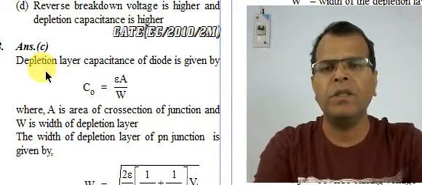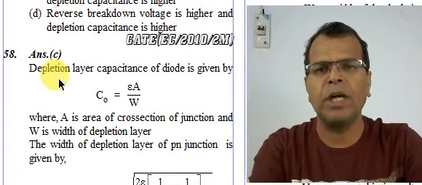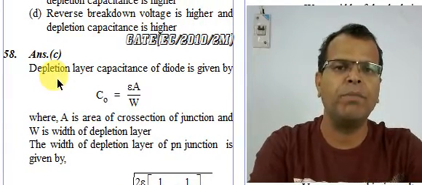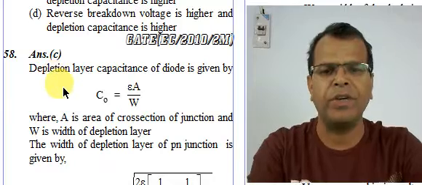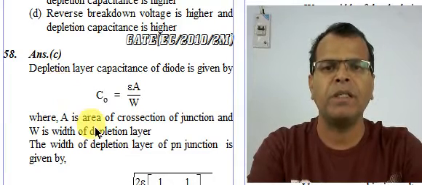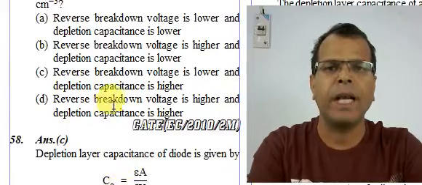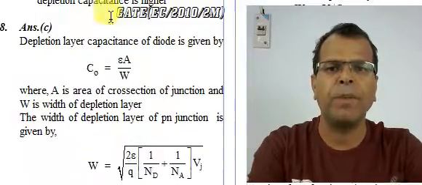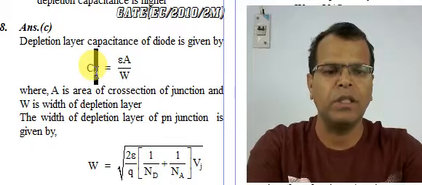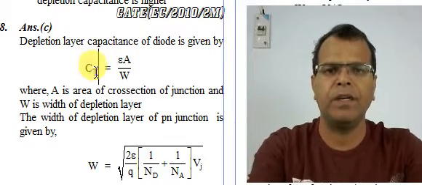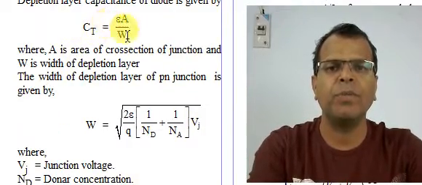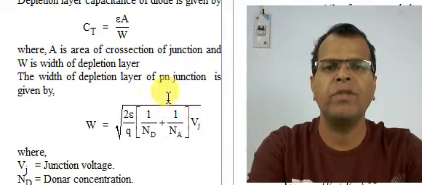When you increase the concentration on both sides, the breakdown voltage definitely decreases. But let us see this effect on capacitance. The depletion layer capacitance is CT, and it is inversely proportional to W. So when you increase the reverse biasing voltage, W will increase and capacitance will decrease.